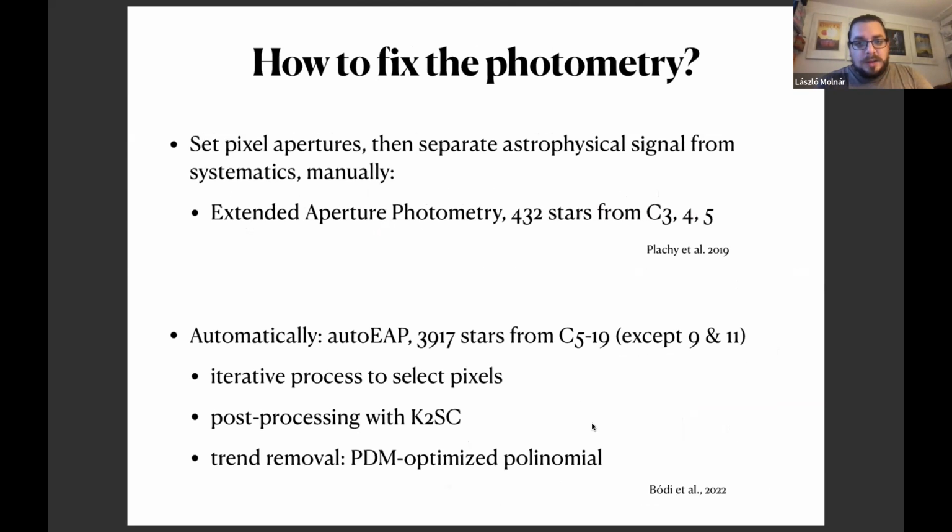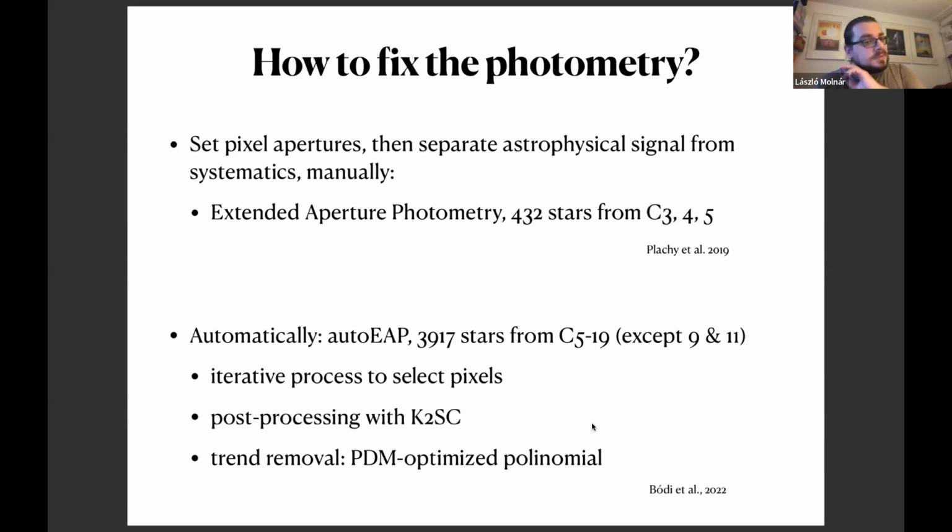Now, the problem with K2, as I mentioned, is that getting really high quality light curves out can be difficult. There are a number of ways to process K2 observations, but those mostly focused on solar-like stars, exoplanet hosts, so stars with small amplitudes, low-level variation, not really well suited for RR Lyrae stars with fast and large variations.